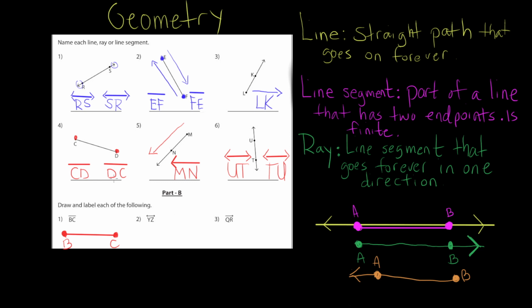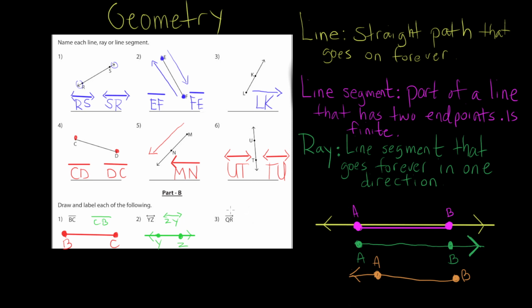Let's do one in green. Okay, this is going to be a line, as you can see by the arrows. So we are going to draw our line. Okay, and we're going to say that this is line YZ. Okay, that is line YZ. Or vice versa, you could write that this is also line ZY, just like this could be line segment CB. Those both work.